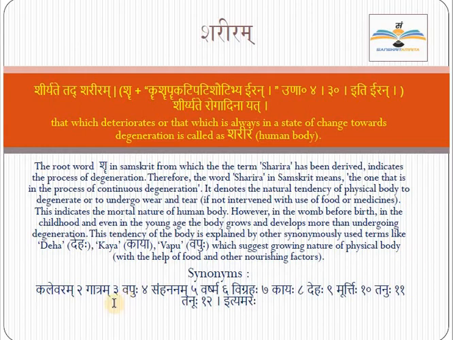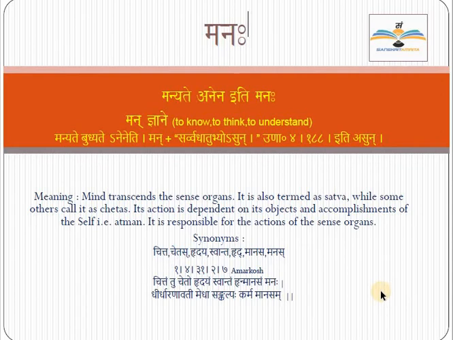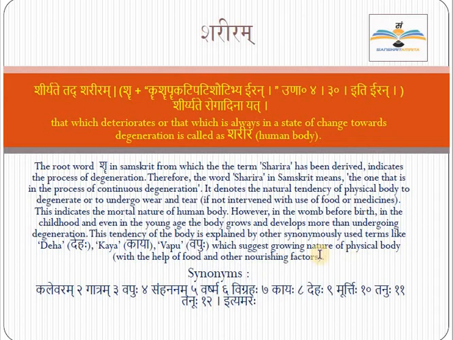So synonyms we have of sarira: kalevaram, gatram, vapuhu, samhananam, varshma. All these are the synonyms, dear students. You can read. Samhananam, varshma, vigraha, kayah, deha, murtihi, tanuhu, short u and long u. So all these are the synonyms given in the Amara Kosa book, Ityamaraha, right? That explains about the synonyms of sarira.